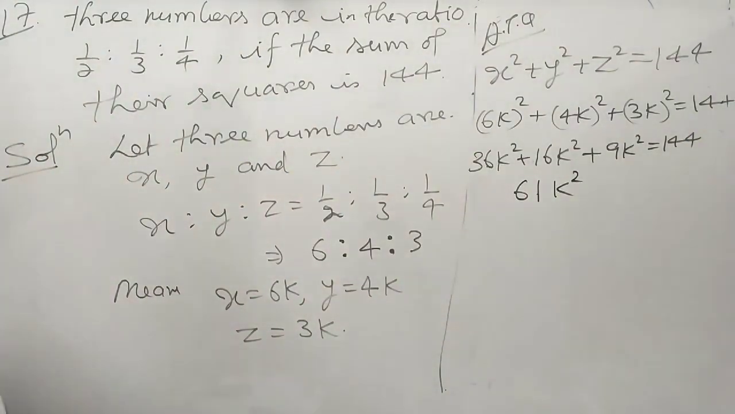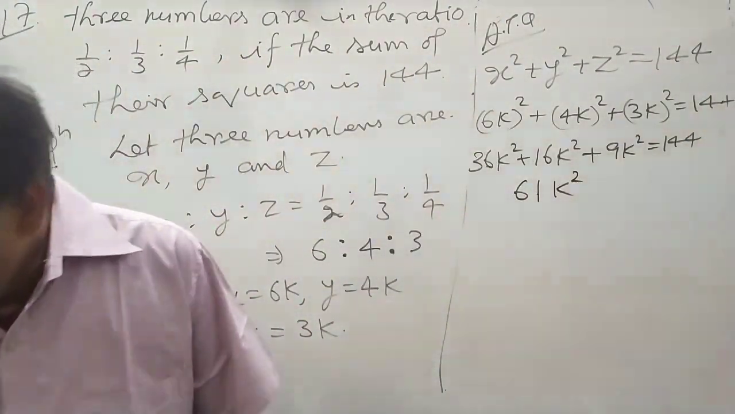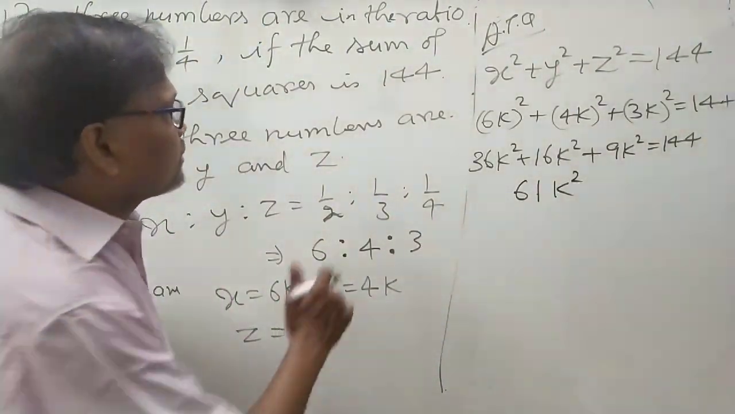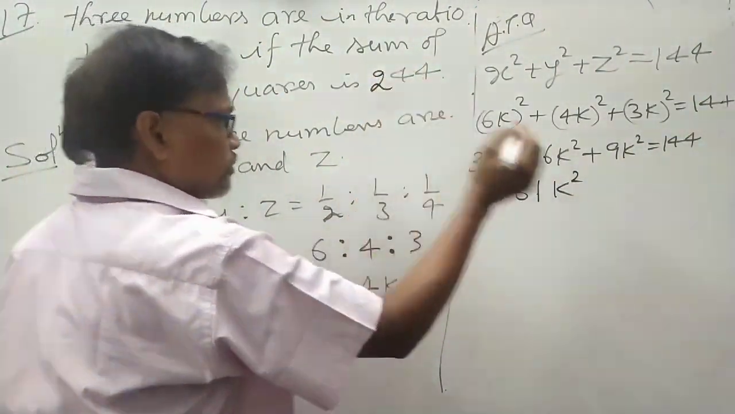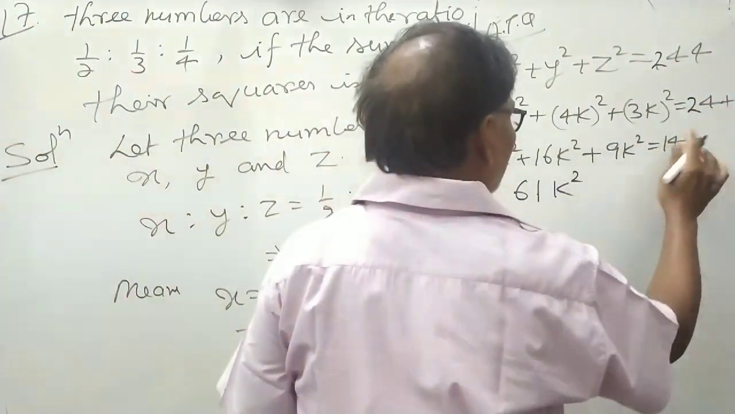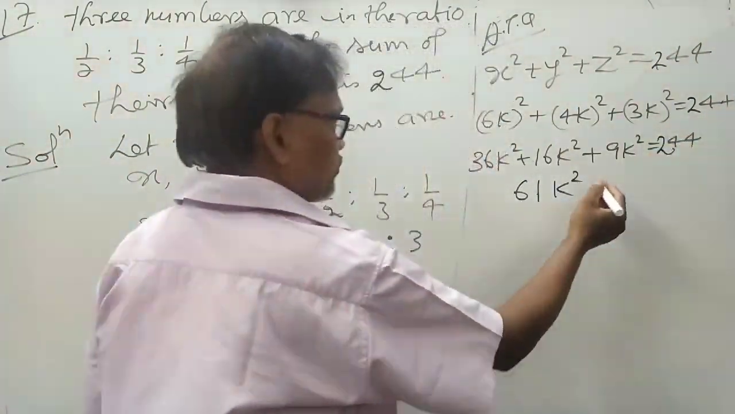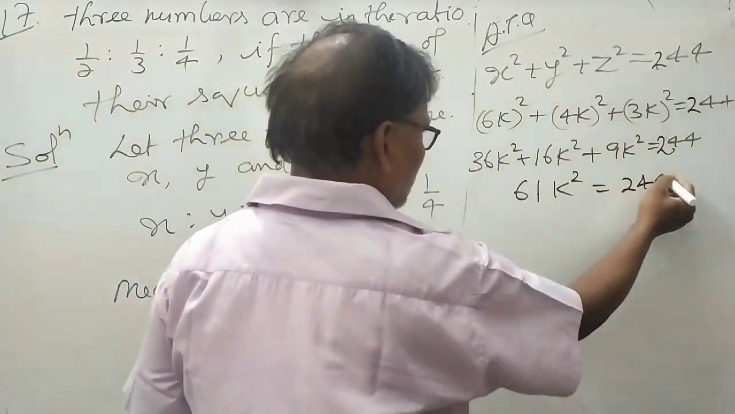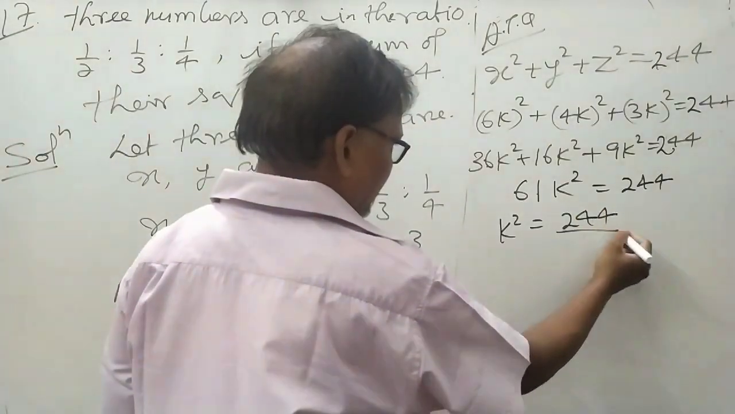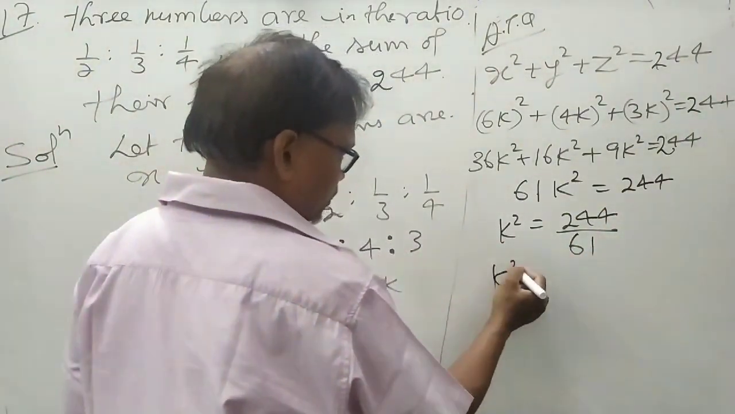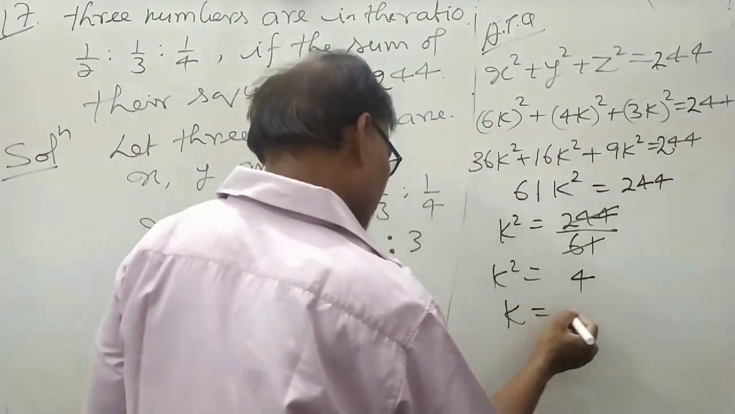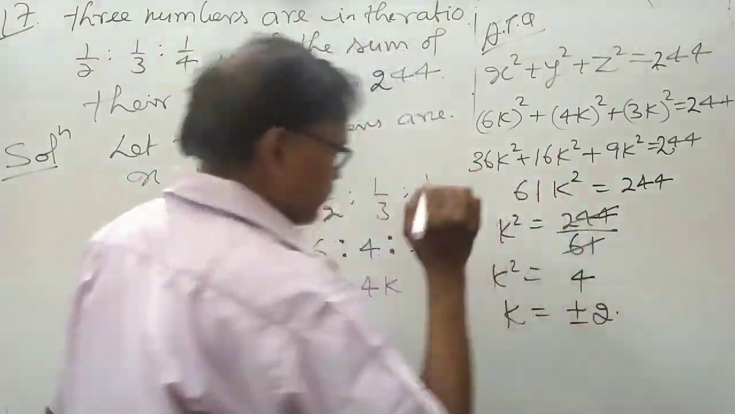The sum of the squares of 6, 4 and 3 is 61. The sum of their squares in the question is given as 144, so 61k square is equal to 144, and then k square is equal to 144 divided by 61. So k square is equal to 4. So k is equal to plus minus 2.